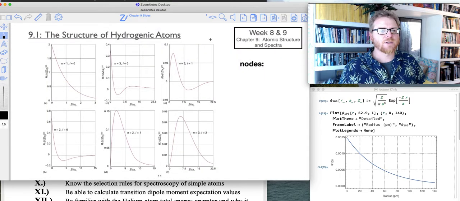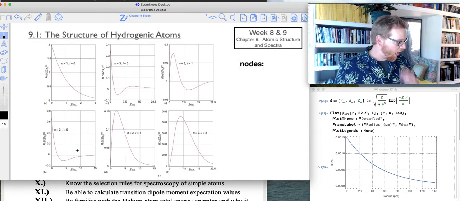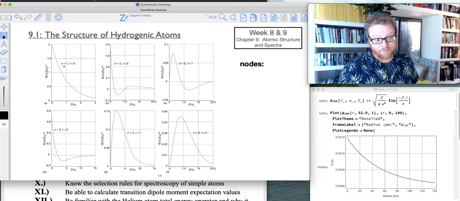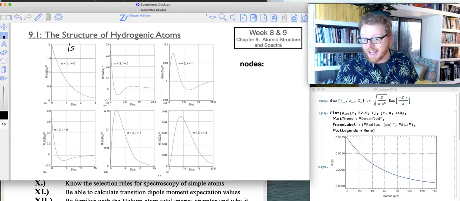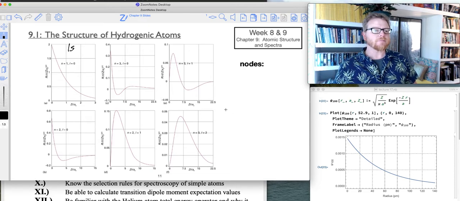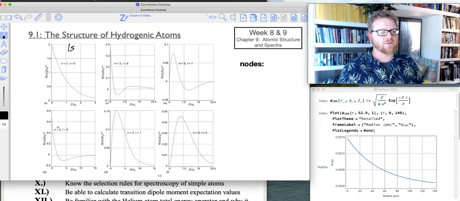Graphs look like. So here is a graph of all of the radial wave functions. Right here is my 1s orbital. This is just a decaying exponential. When we look at n equals 2, L equals 0, here's my 2s. And let's just keep going with that.